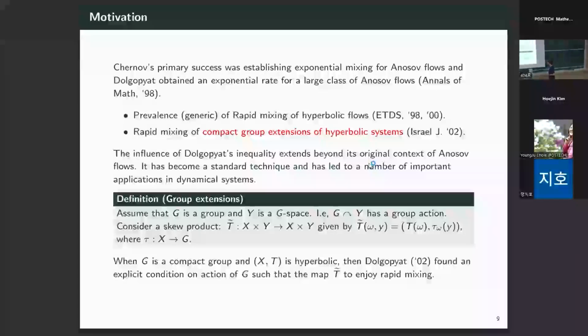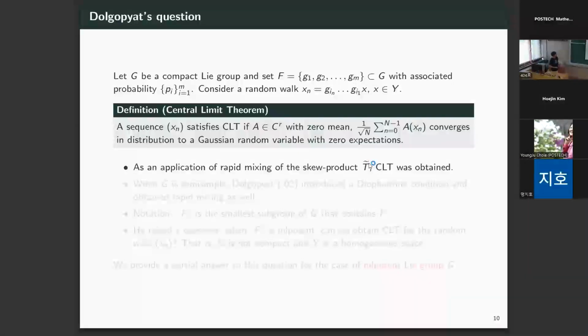So in Dolgopyat's 2002 work, he considered when the group is a compact group, and actually he also considered G a semi-simple group, and when X and T on the base is hyperbolic, then he proved T tilde is rapid mixing. So this is what I just explained.